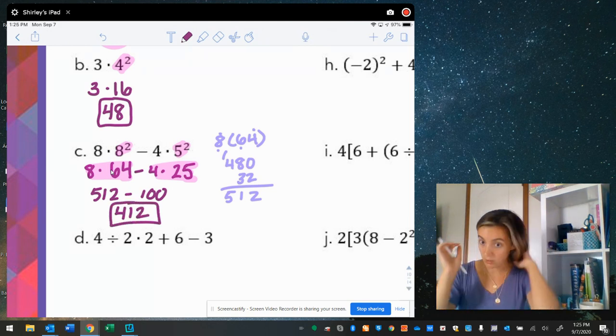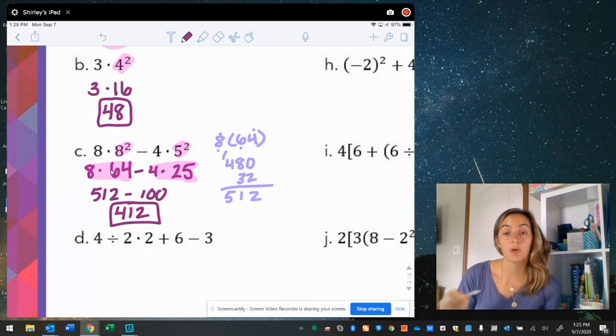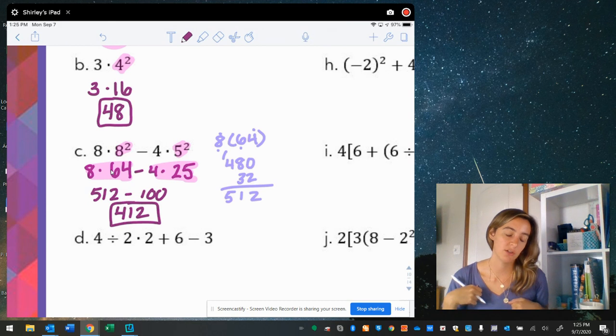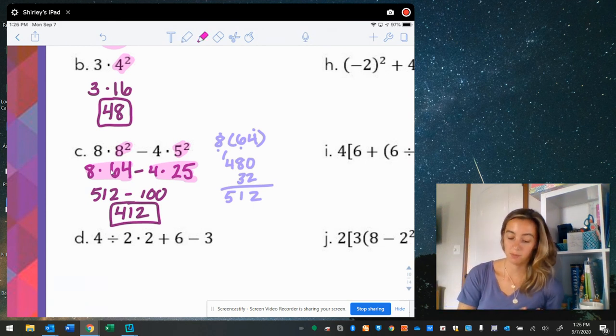Make sure that as we get more complicated here, you're taking your time, you're only simplifying one step at a time, and you're always bringing down everything that you haven't used yet. For part D, I have 4 divided by 2 times 2 plus 6 minus 3. So I have division and multiplication. Again, I cannot always do multiplication first. I have to do whichever one is written first.